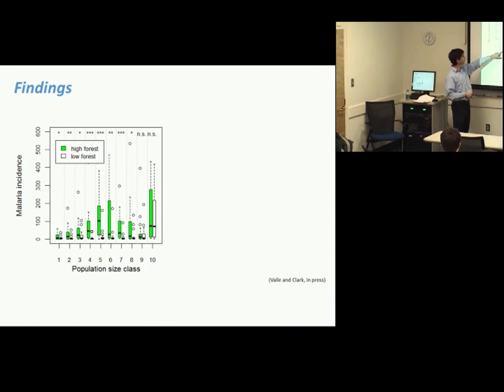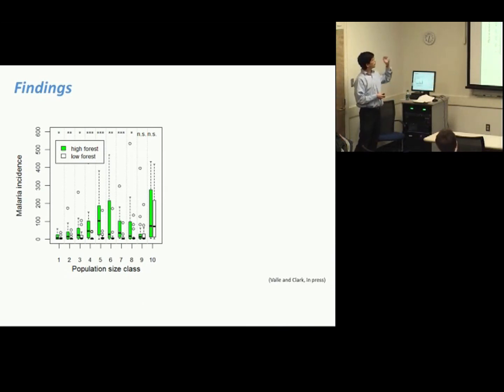I assigned them to the high forest cover category. They are in green. And the other half was assigned to the low forest cover, and they're in white. And so we can make this pairwise comparison within each bin. And it's quite striking to see that without doing necessarily any modeling, just the counties that have high forest cover, they typically have higher malaria incidence.